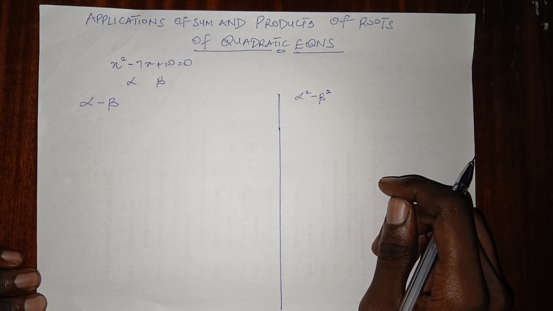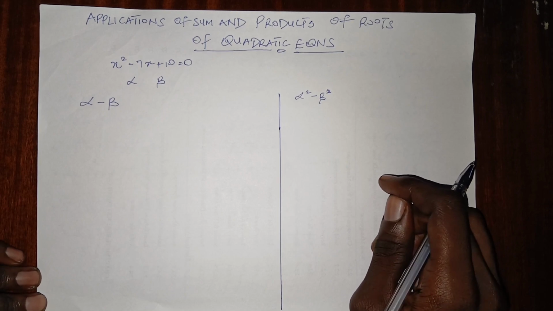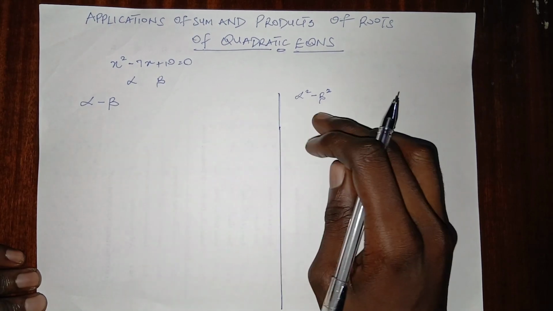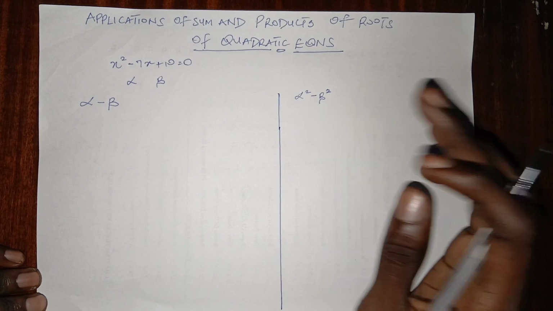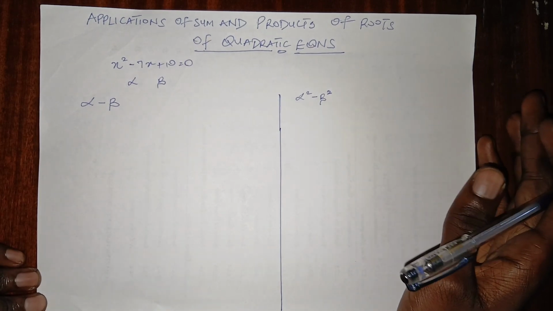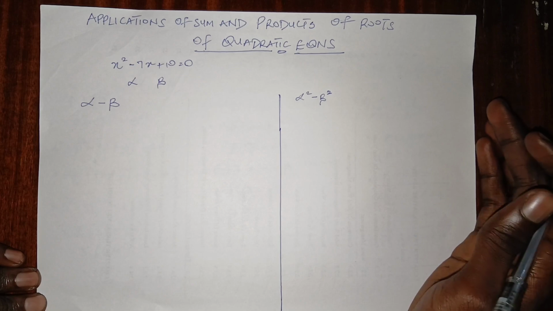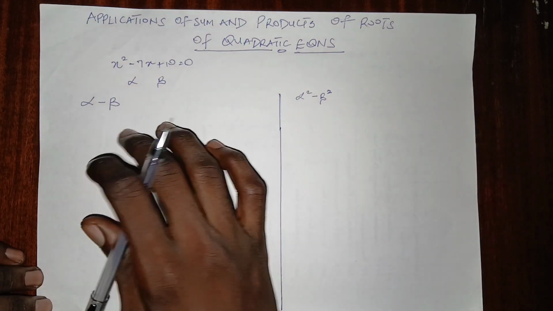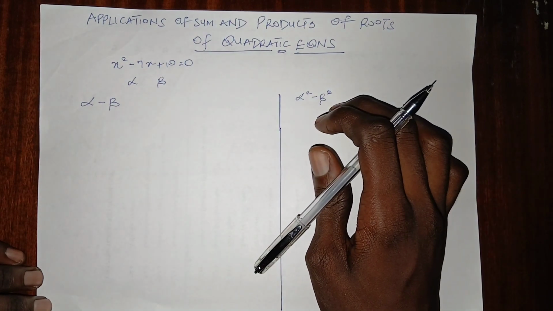In this video, I'll be showing you how to solve alpha minus beta and alpha squared minus beta squared. If you also want to see previous videos, you can check them out. In this video, I'm showing you alpha minus beta and alpha plus beta.